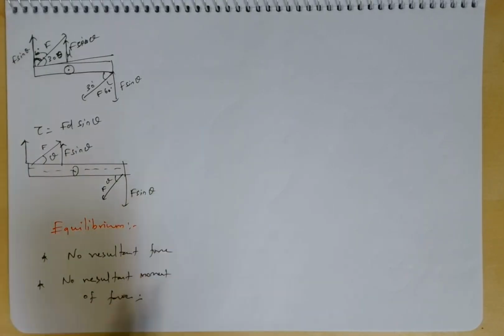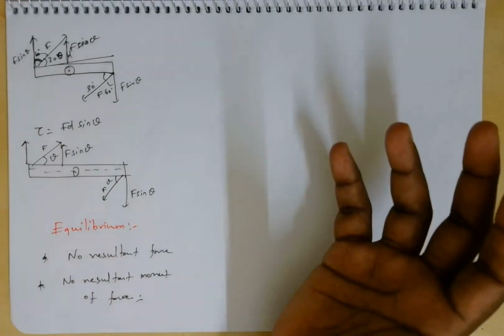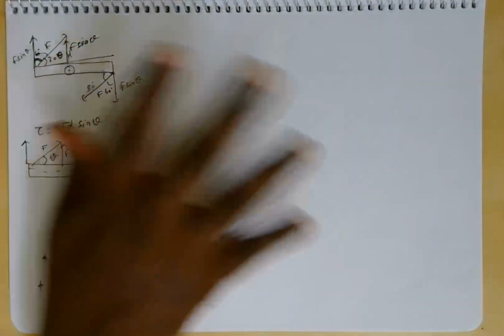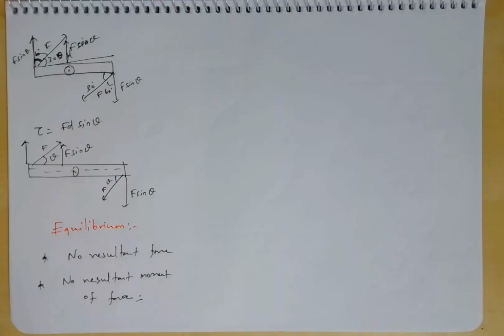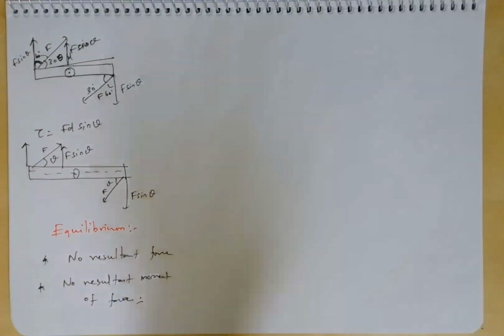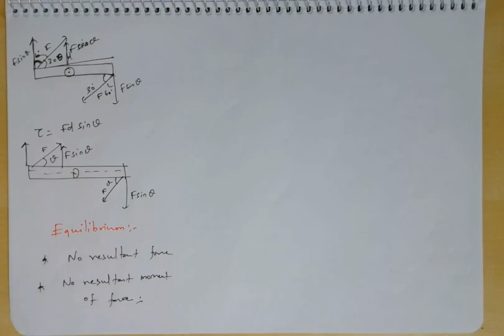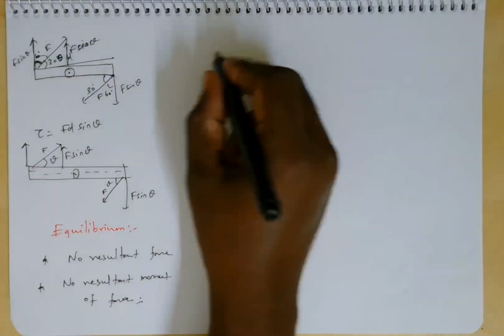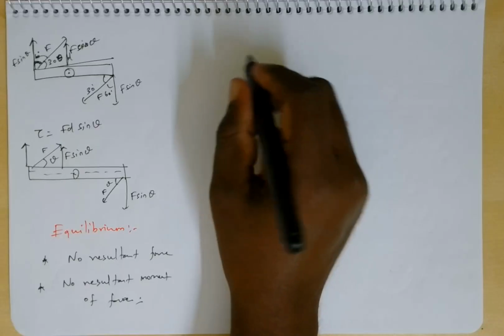Now whenever they say an object is in equilibrium, it means that whatever rotational motion forces are involved, they all are balanced. Meaning all the clockwise movements are balanced with all the anti-clockwise movements. So we can do only one small example. I think that will be more than enough.